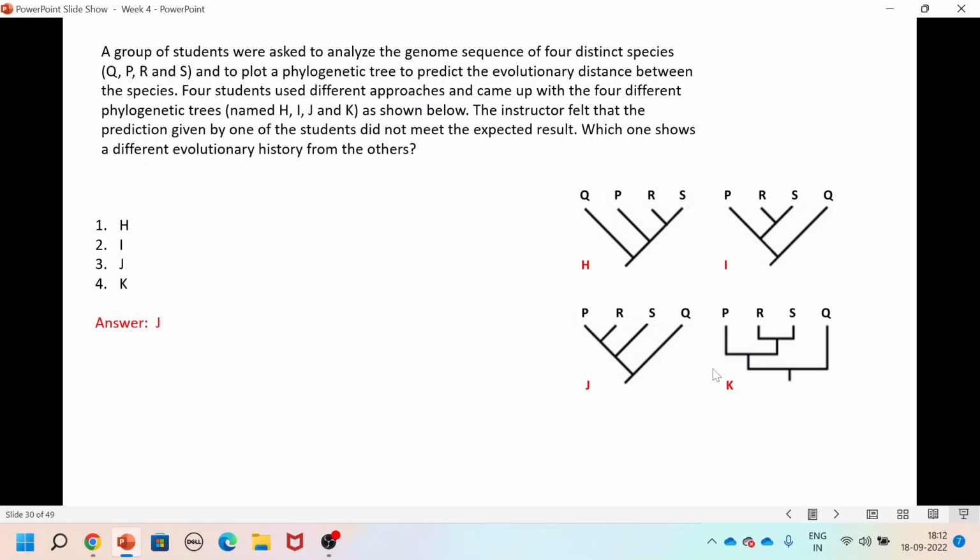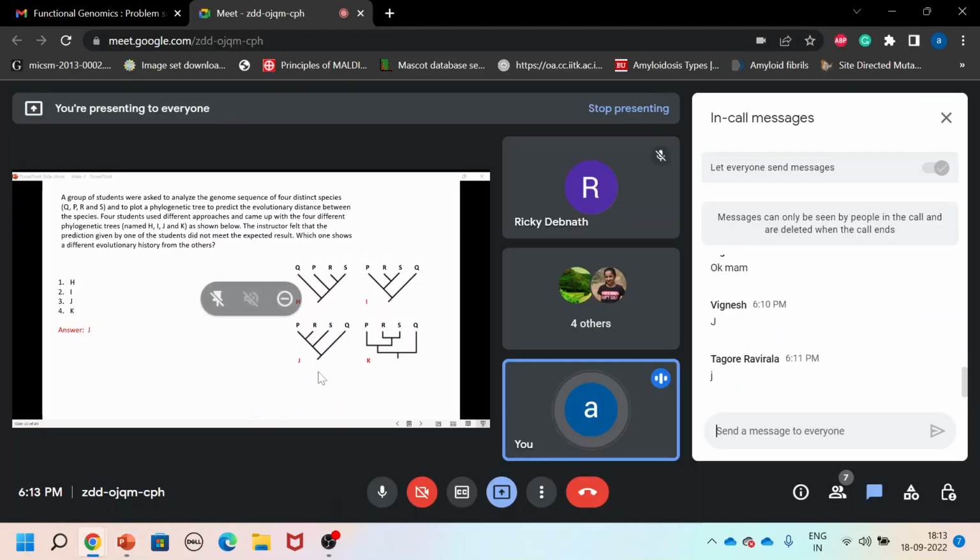So is that clear? It doesn't matter how you draw the phylogenetic tree, but the information provided in H, I, and K is similar. But the information provided in J says that P and R have originated from one common ancestor after this common ancestor has originated from some other common ancestors. Vicky, is it clear now? Why it should be J? Is it clear? Okay, fine.